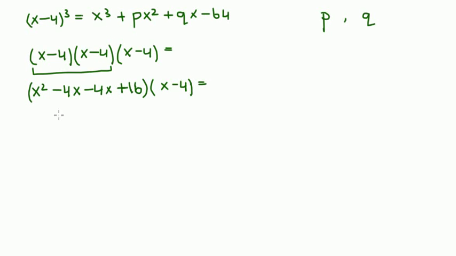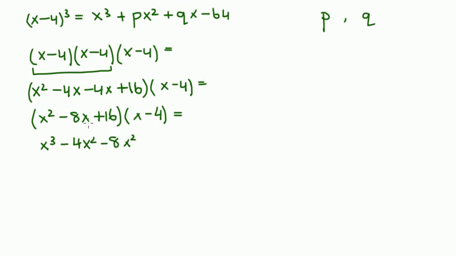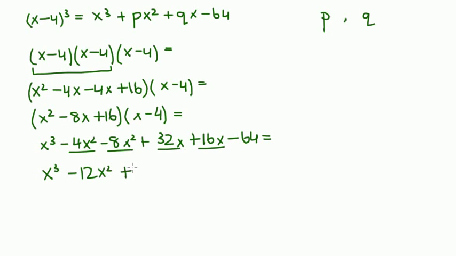And now I have to multiply all of that by x minus 4. So I'm just simplifying what I have in the first bracket, x squared minus 8x plus 16, and then multiplying all of that by x minus 4. Now to simplify, I only have one x cubed term, so I have x cubed. I have minus 4x squared minus 8x squared, which gives me minus 12x squared. 32 plus 16x, I get 48x, and minus 64.